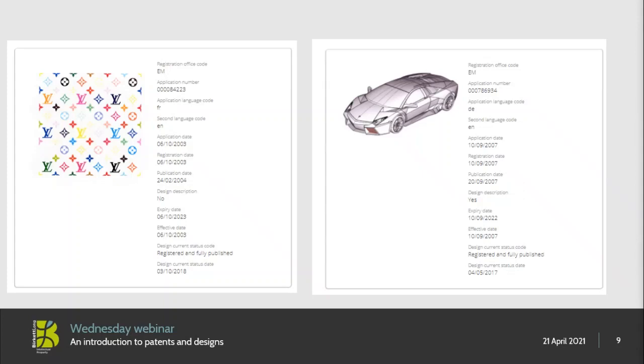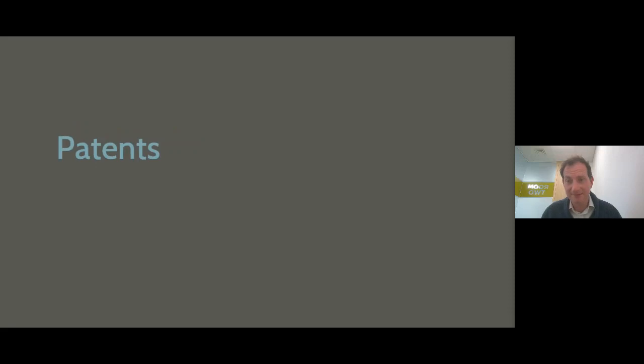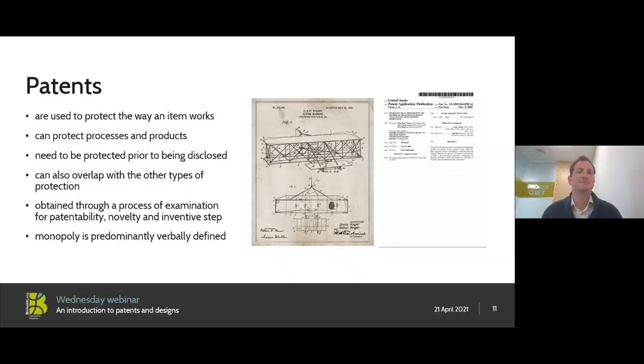Can we have the next slide, please? Okay, so now we're thinking about patents. And next slide.